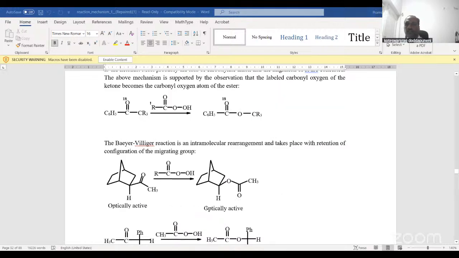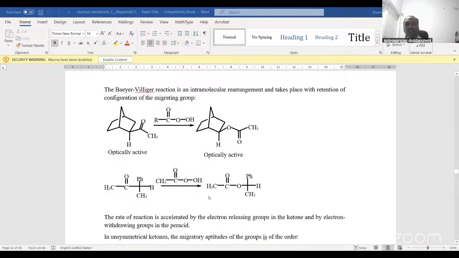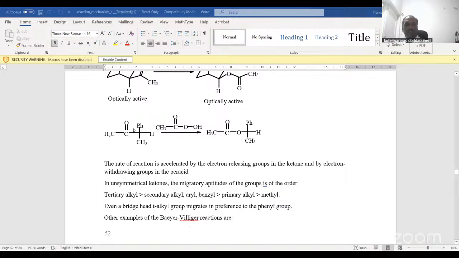This Baeyer-Villiger reaction is an intramolecular rearrangement, and the configuration of the migrating group is retained. Look here. This is treated with peracids. The oxygen is inserted between this sigma bond and the carbon. That leads to the formation of an optically active compound, and its optical activity is retained. Next, it is inserted between these two in the sigma bond.